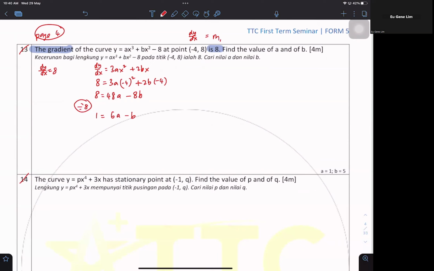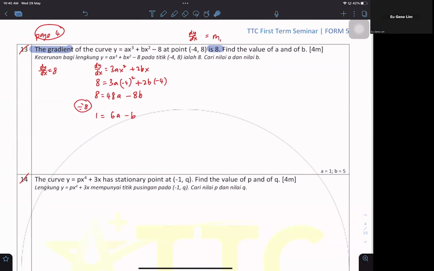Okay, but then still you cannot find a and b, right? Because there are two unknowns. If you want to find two unknowns, you need another equation, right? So how to get another equation?